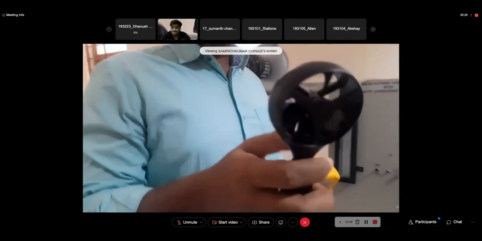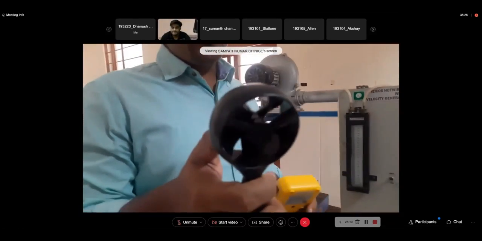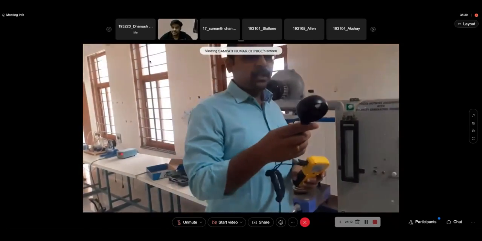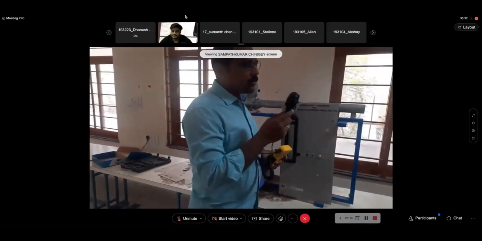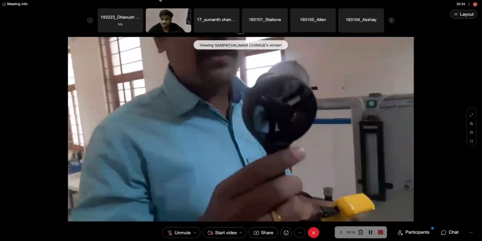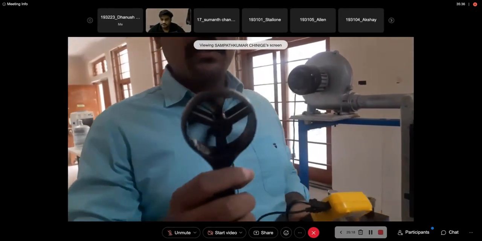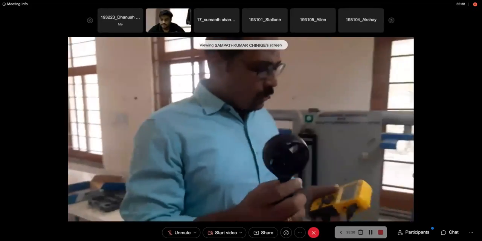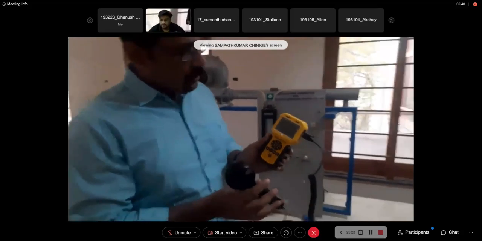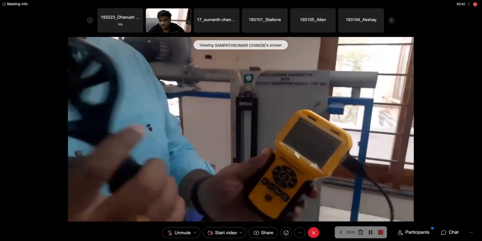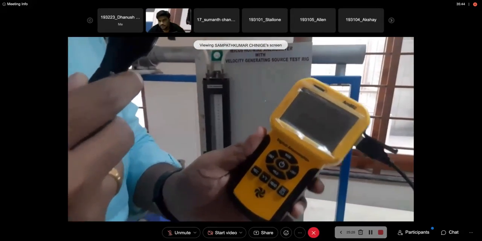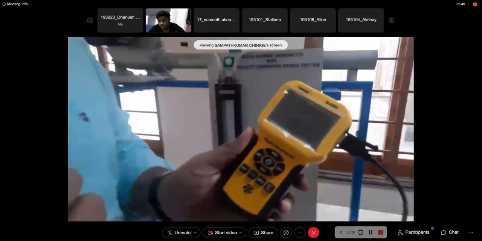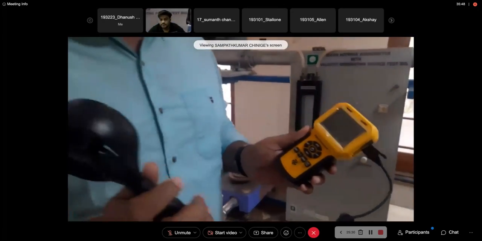So these are actually the blades in that. Okay. So while it is rotating, we can simply blow on it and see. You can actually see the vanes are rotating. Okay. So we have the digital indicator over here. It will show you how much the velocity is. Once I blow this, you can see the velocity is going to increase.